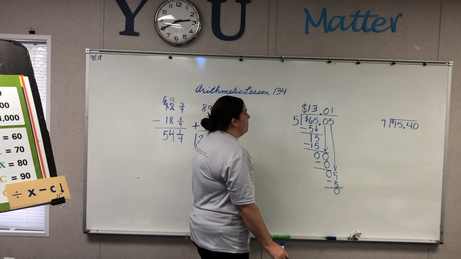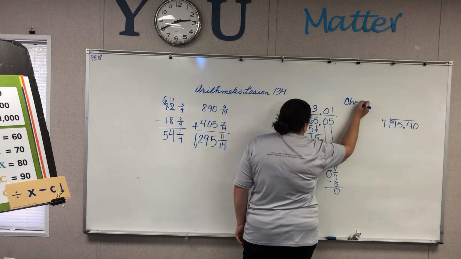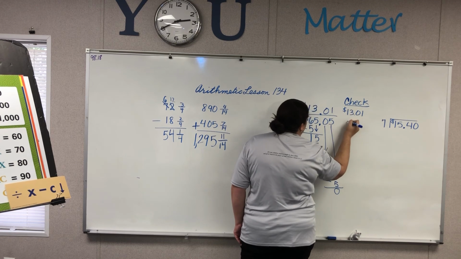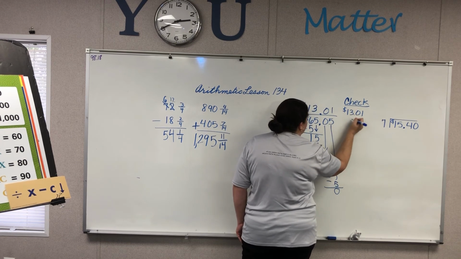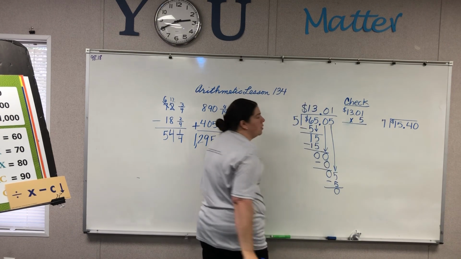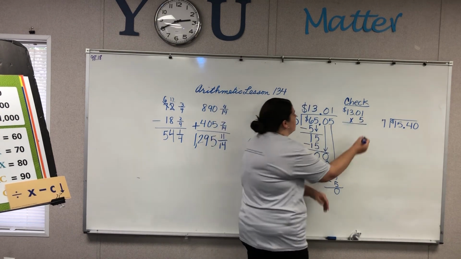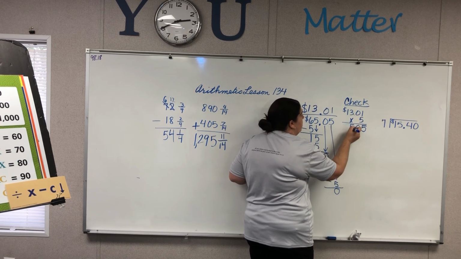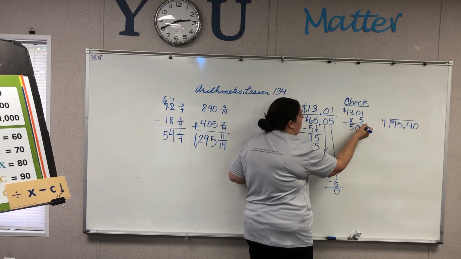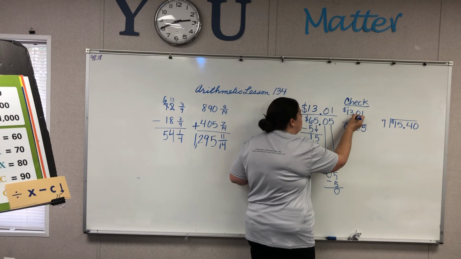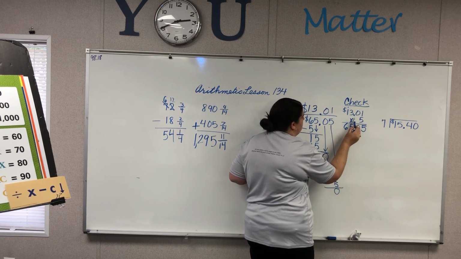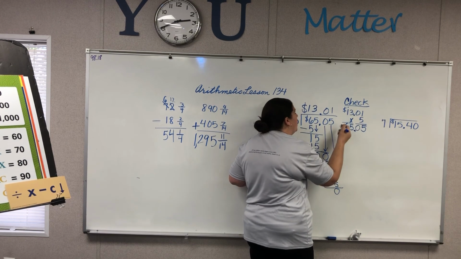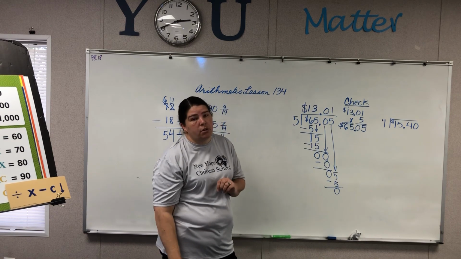$13.01. We can check this answer by doing $13.01 multiplied by 5. Here we go. 5 times 1 equals 5. 0 times 5 equals 0. 3 times 5 equals 15. Carry the 1. 1 times 5 equals 5, plus 1 equals 6. This decimal, bring down to the same spot. And then put your dollar sign. And that's how you know you got the right answer.